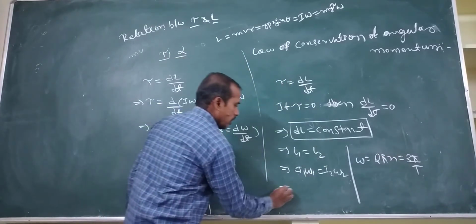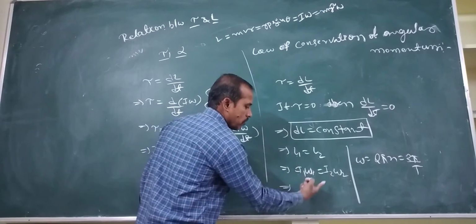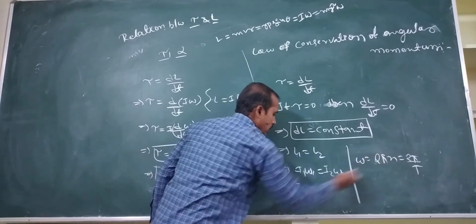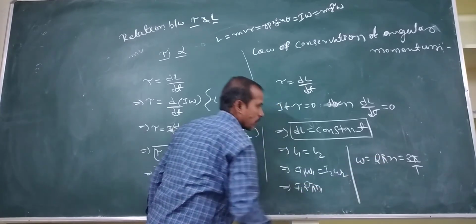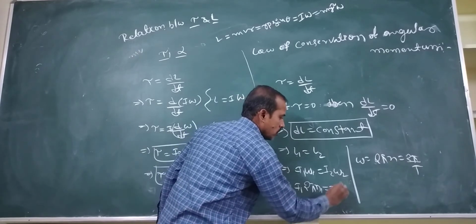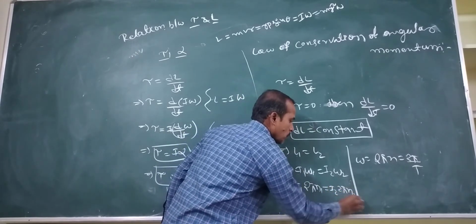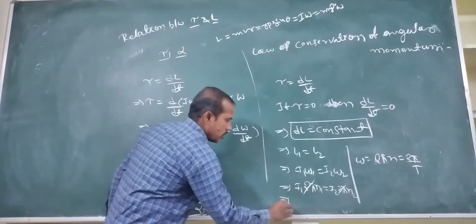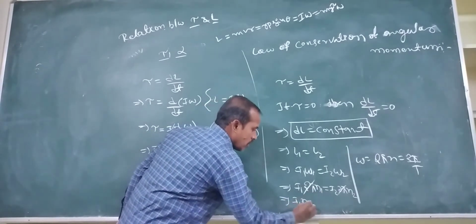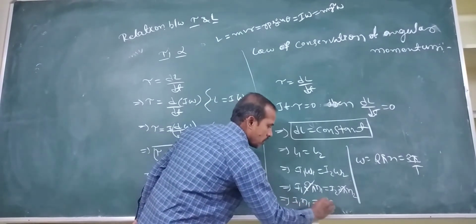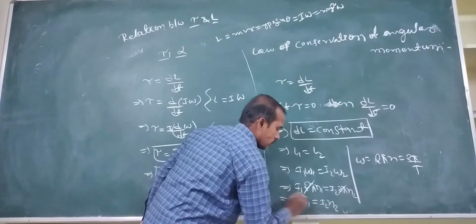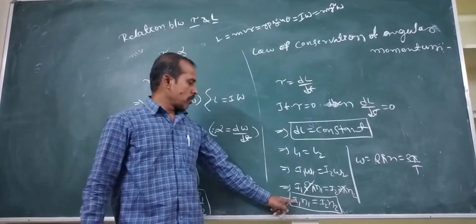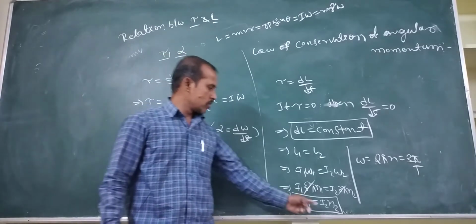So in terms of frequency, I1 omega 1 is equal to I2 omega 2, that is I1 2 pi n1 is equal to I2 2 pi n2. Here 2 pi cancels, so simplifying, I1 n1 is equal to I2 n2. This is the formula in terms of frequency, with the moment of inertia and frequency of the particle.